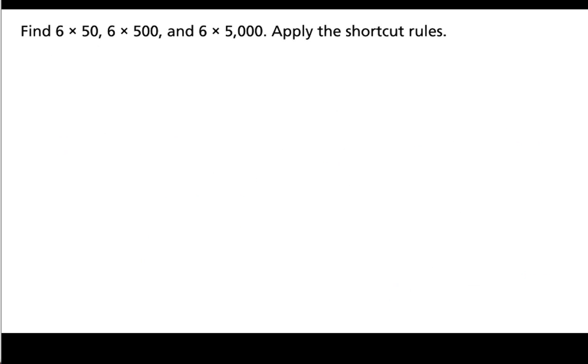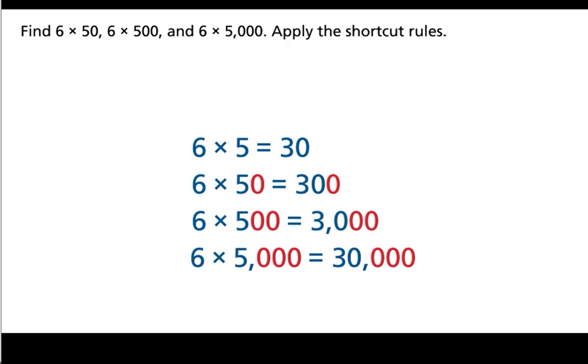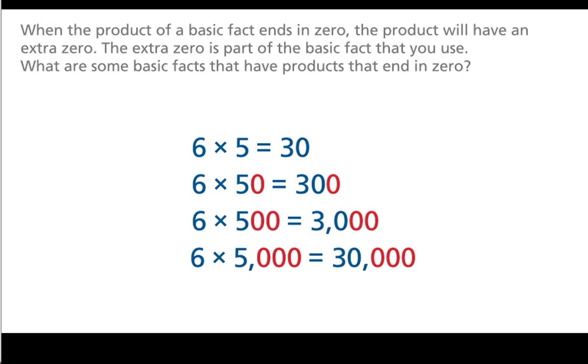Find 6 times 50, 6 times 500, and 6 times 5000. Apply the shortcut rules. When the product of a basic fact ends in 0, the product will have an extra 0. The extra 0 is part of the basic fact that you use. What are some basic facts that have products that end in 0?